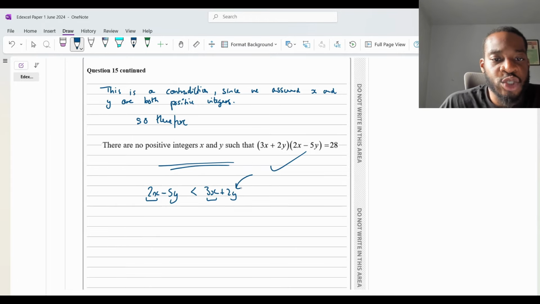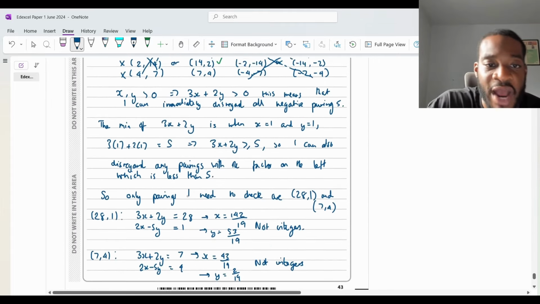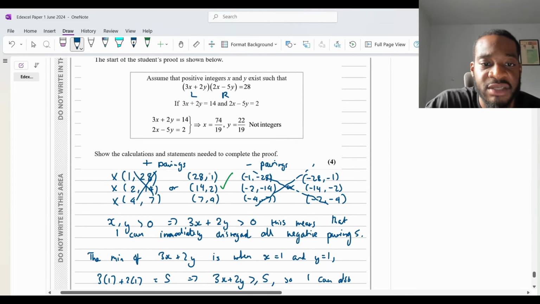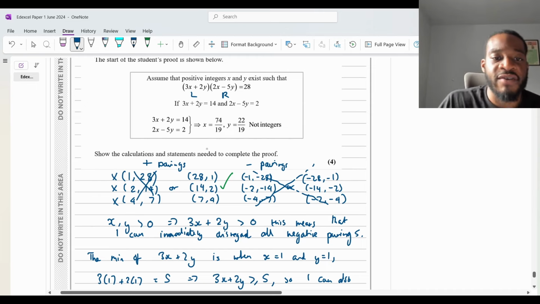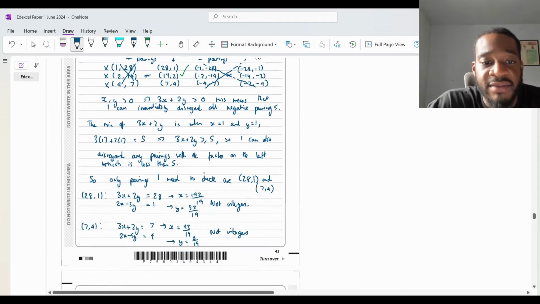We're adding on an integer because it's positive, right? We're taking away something here. So wherever x and y are, it has to be smaller. 2x minus 5y has to be smaller than 3x plus 2y, which will always mean that the factor on the left is bigger than the factor on the right. So we could have also used that to justify why we're choosing the pairings in the middle, right? The factor on the left has to be bigger than the factor on the right. So we're just choosing them. But yeah, that is it.